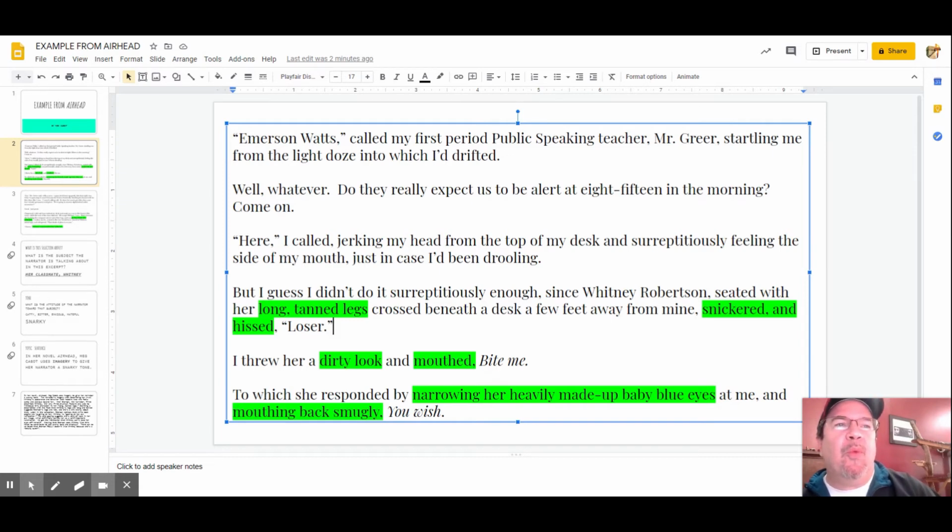Then she describes the way that Whitney refers to her. She says that she snickers and hisses. Those are very negative things. The fact that she throws her a dirty look, and when they talk to each other, they don't talk out loud. They mouth things to each other. She has heavily made up baby blue eyes, not just her eyes and the color, but the fact that they're heavily made up. That word especially contributes to that visual image.